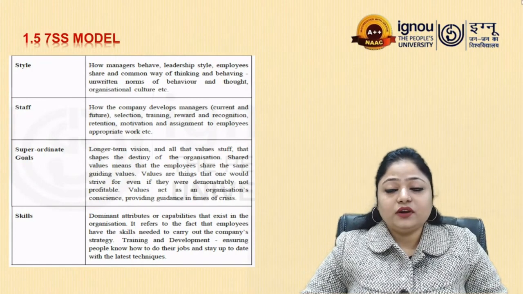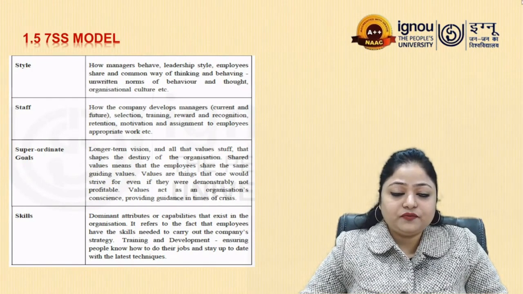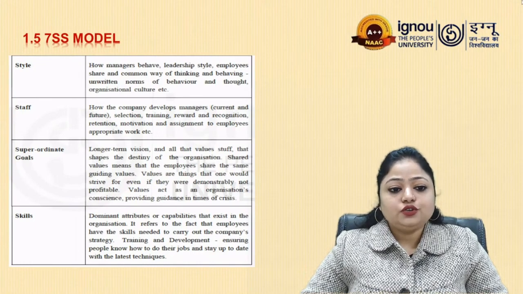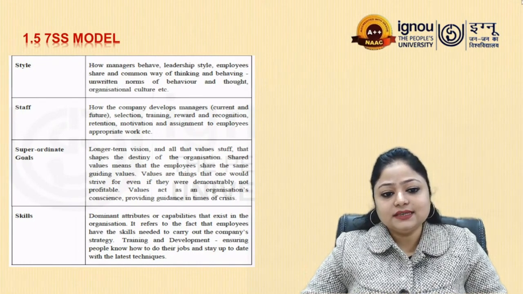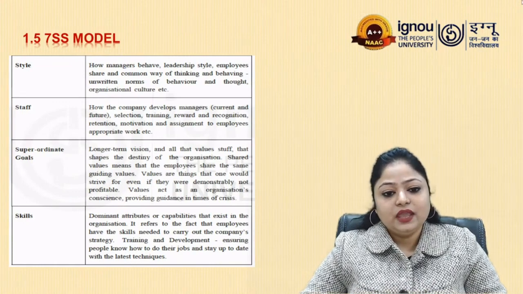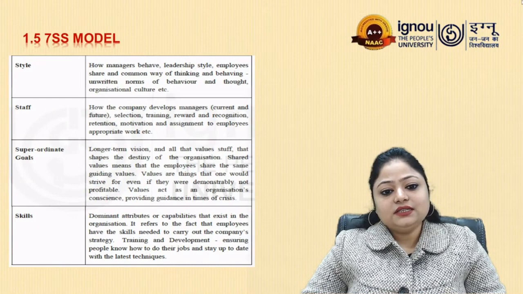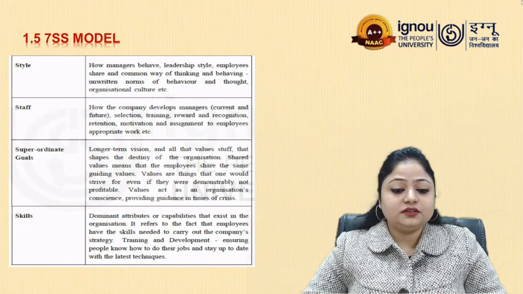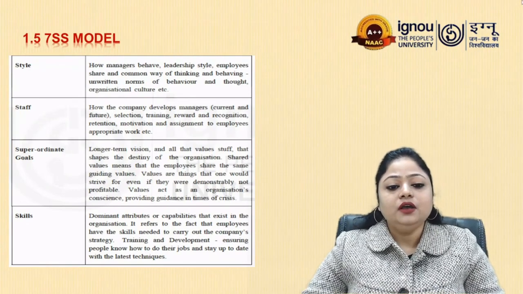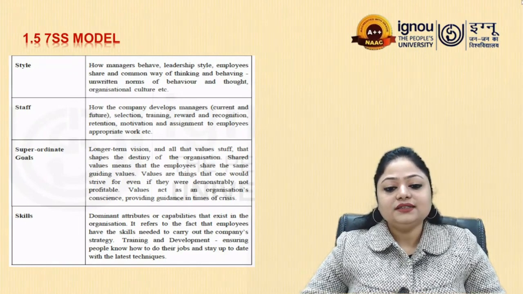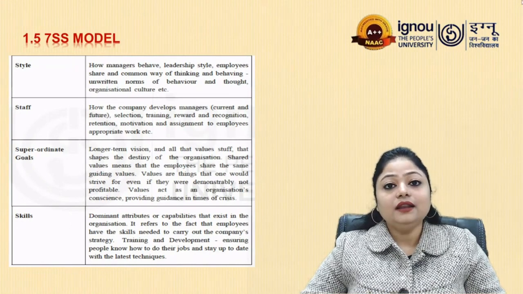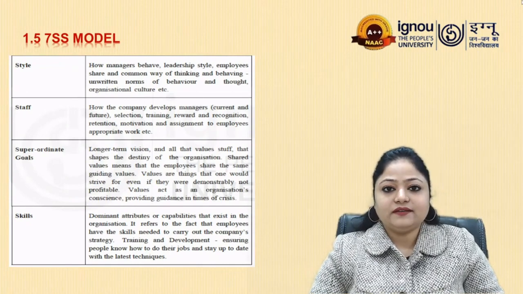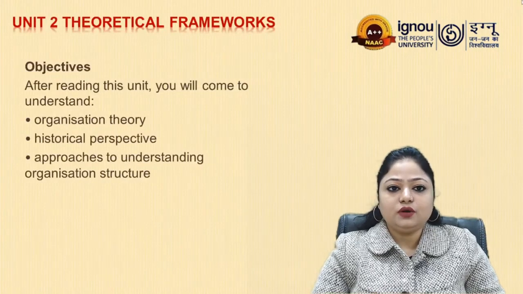Next, just as important, is skill. Without skill, we cannot perform jobs and duties that are to be accomplished within a stipulated time. So dominant attributes or capabilities that exist in the organization are termed as skills. They refer to the fact that employees have certain skills needed to carry out the company's strategies, and training and development are those activities through which we ensure that the employees have the desired skill to perform the job and stay up to date with the latest techniques and the latest capability or competency gaps. So skill is one of the major 7S when it comes to the 7S model, and that's all.